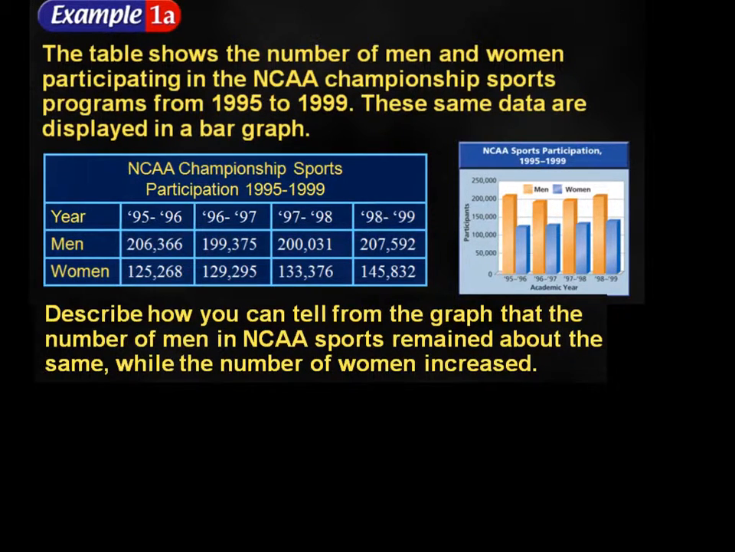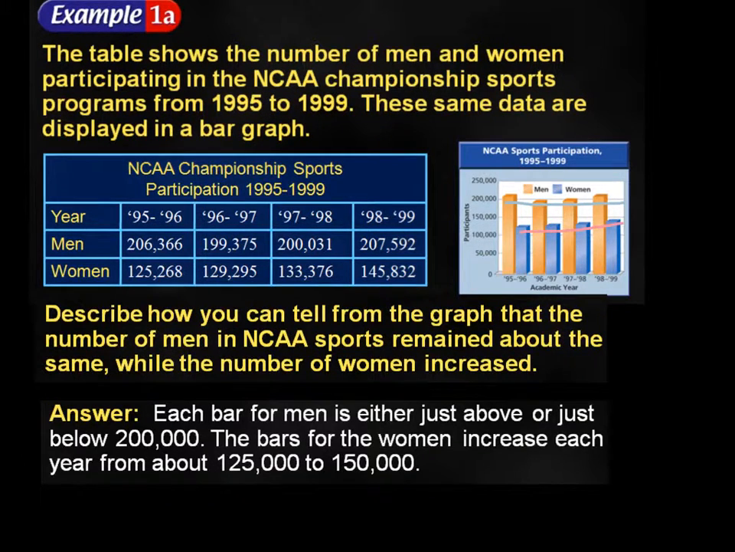Describe how you can tell from the graph that the number of men in NCAA sports remained about the same while the number of women increased. Okay, actually it's kind of helpful looking at the table because it's more accurate. The men's numbers jump around a little bit, but they're staying right around that 200,000 mark, whereas the women's numbers in the table in particular are gradually, consistently increasing a little bit. So it's nice to have the side-by-side comparison with the actual numbers and the bar graph because we can learn something from the numbers as well.